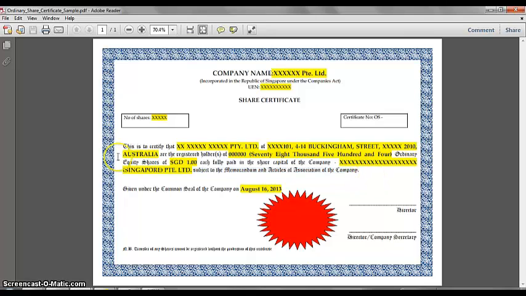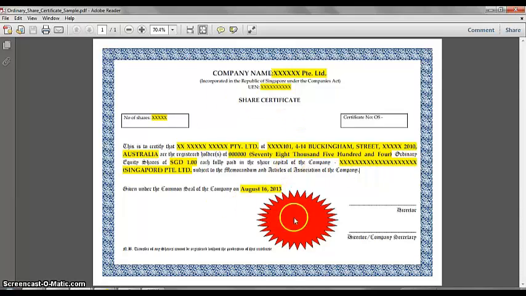Just to sum up, this entire text would read as: this is to certify that the corporate shareholder with registered office address in Australia are the registered holders of, say, 50 shares, 50 in words, ordinary equity shares of SGD1 each, fully paid in the share capital of the company, which is a Singapore company, subject to the memorandum and articles of association of the company.